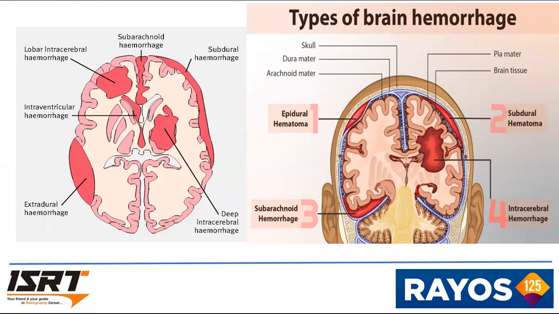So this is in a nutshell. The slide summarizes the intracranial hemorrhages according to location. You can see the intracerebral, subarachnoid, subdural, and epidural hemorrhages.